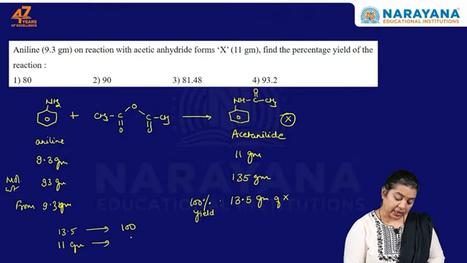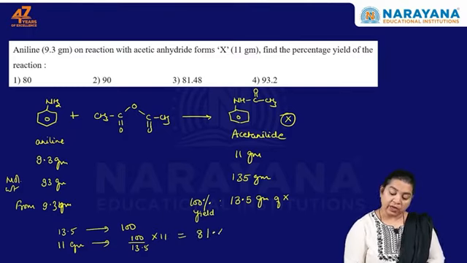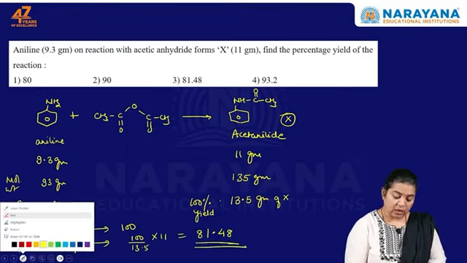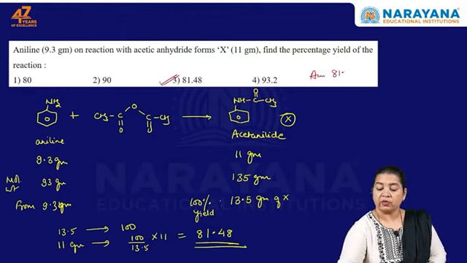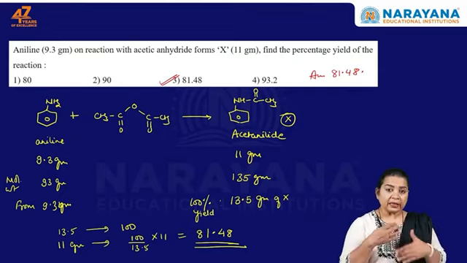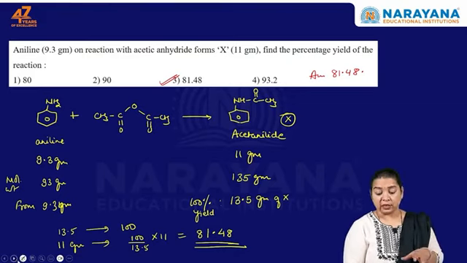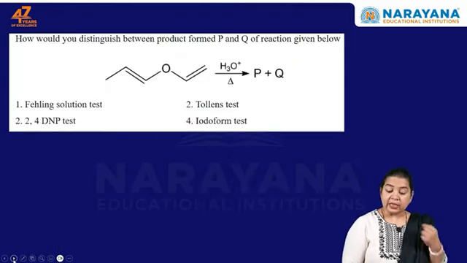So, what is my yield? My yield will be 100 upon 13.5 into 11. When you solve it, it is coming 81.48 exactly. So, the answer is third, 81.48. I hope this is clear. A little twist as compared to previous questions where they give yield and ask the amount obtained. This time they have given the amount and have asked the yield.